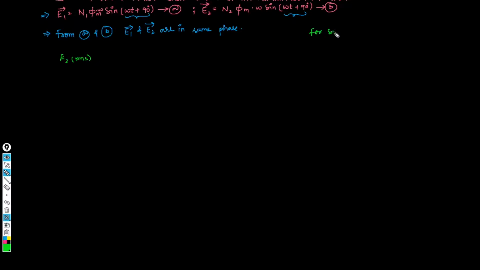For a sine wave, the RMS value is given by maximum value upon root 2. This is for a sine wave. So as we consider sinusoidally varying flux, the E2 RMS value will be equal to E2 maximum value upon root 2, and E2 maximum value is nothing but N2 phi m into omega, divided by root 2.